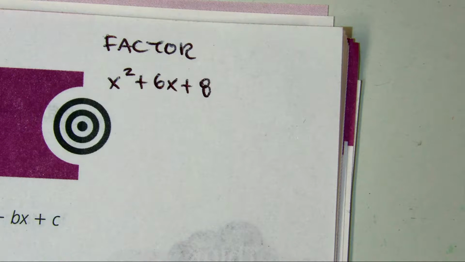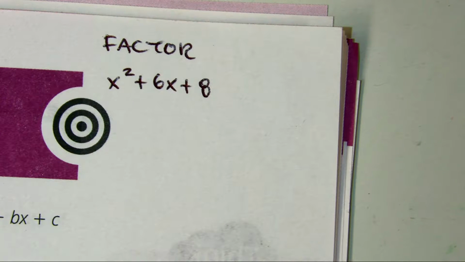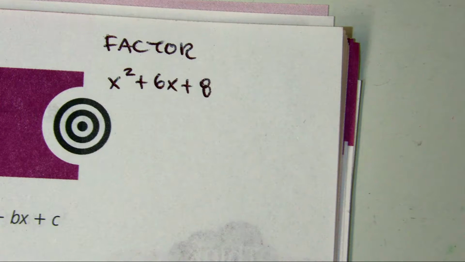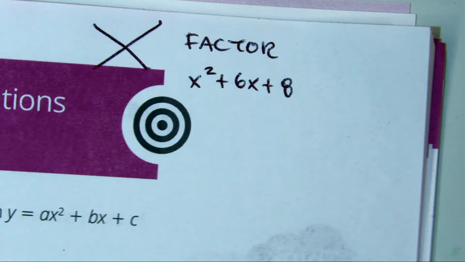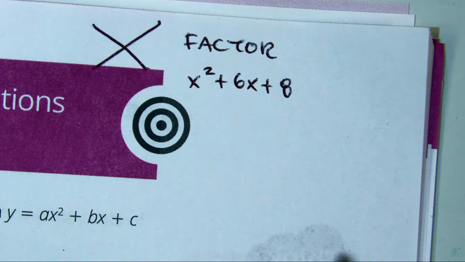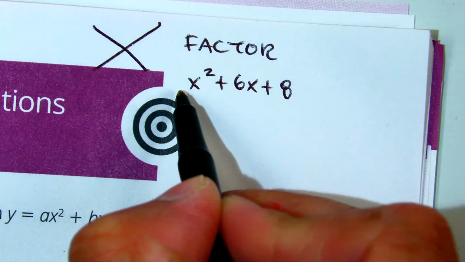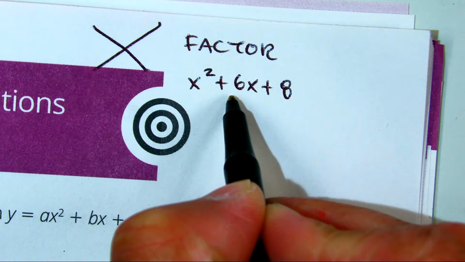Courtney, how do I factor this? Do you use the x? Yes? Okay. What is your a value? B value? C value? What's a times c? And your b value?